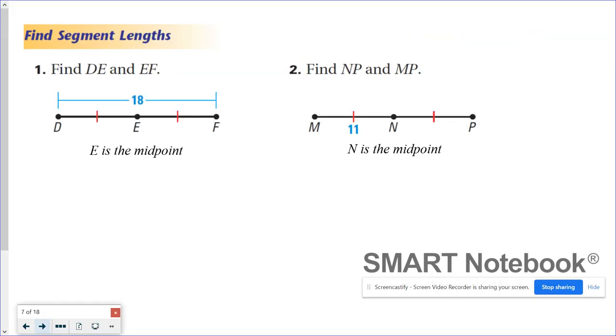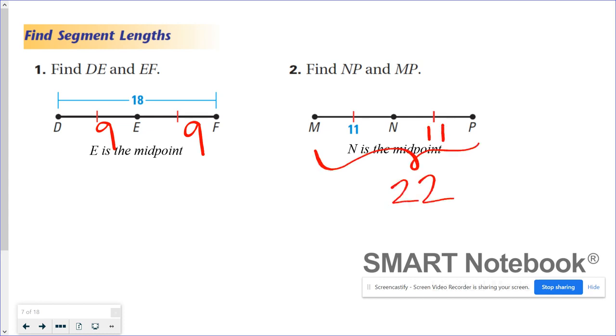So here are some really simple examples of midpoints. In number 1, you're given that E is the midpoint. So DE would be 9, because if the whole segment is 18, that means each congruent segment would have to be 9. And in number 2, N is the midpoint. So that means MN and NP are congruent. So NP is 11, and that would make the whole big segment 22.